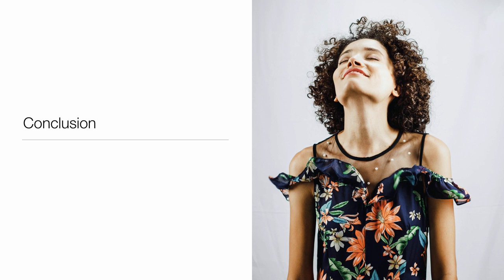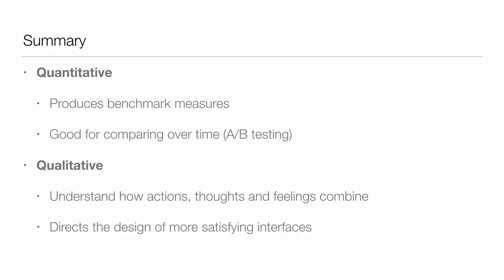So here we are at the end of the session. Let's see how we've done. So we've looked at quantitative data. We've produced benchmarks. We are going to compare things over time. So A/B testing and management are going to love it. We've looked at qualitative. So understanding the actions, thoughts, and feelings of people. We're doing interviews before, we're doing Think Aloud before, we're doing interviews after. We're collecting that, we're writing it up, we're doing thematic analysis and getting our nice grid saying, right, what's going on? And we use this to direct the design of more satisfying interfaces.